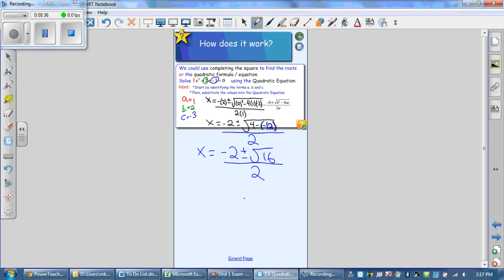But do them separately. So you're going to have on the left side, x equals negative 2 plus 4 divided by 2. Remember the square root of 16 is just 4. And the other answer is going to be x is equal to negative 2 minus 4 divided by 2. Is everybody okay with why I have 2 answers now? Because it was plus or minus.